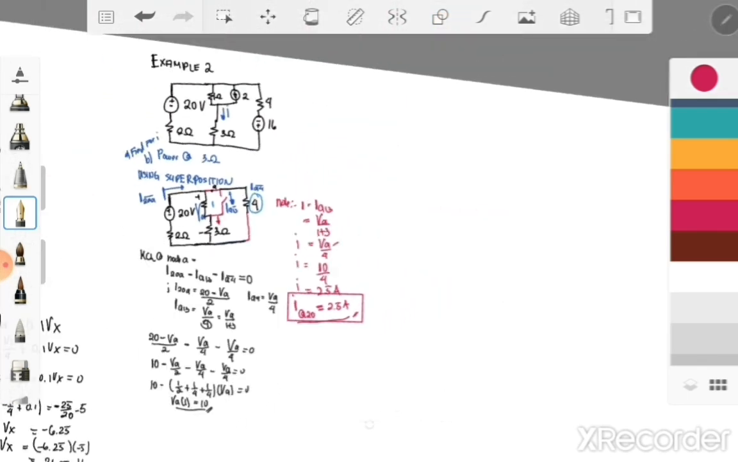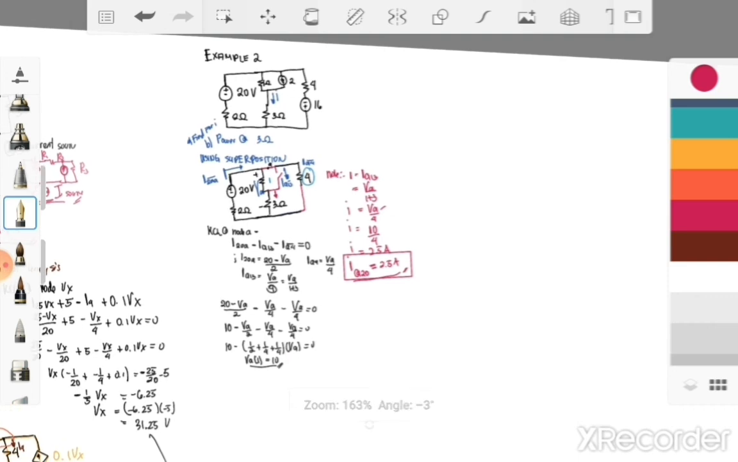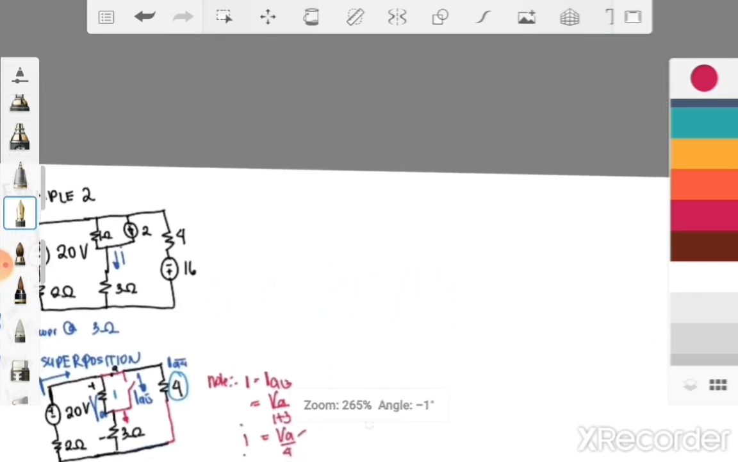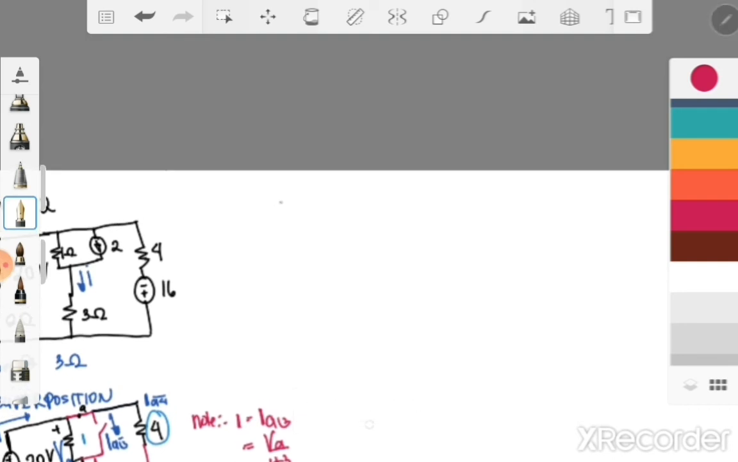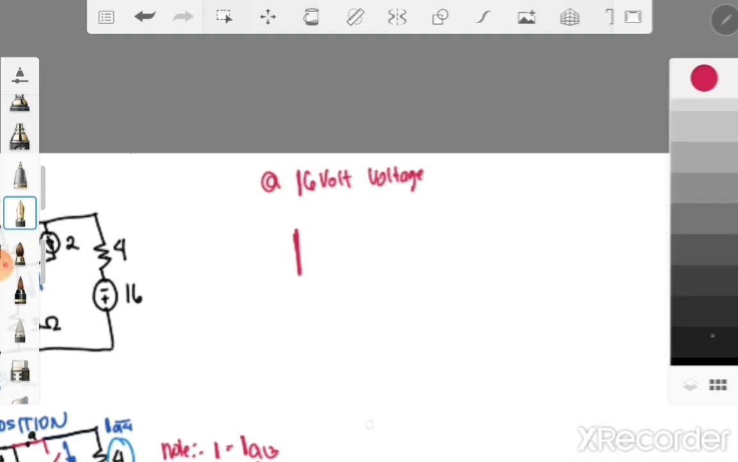Next, at negative 16, at the 16 volt voltage source. So what will be our circuit diagram? Take note, our 20 volts will be shorted. And then we will have our 2 ohm resistance, another 3 ohm resistance, and then your 1 ohm resistance.